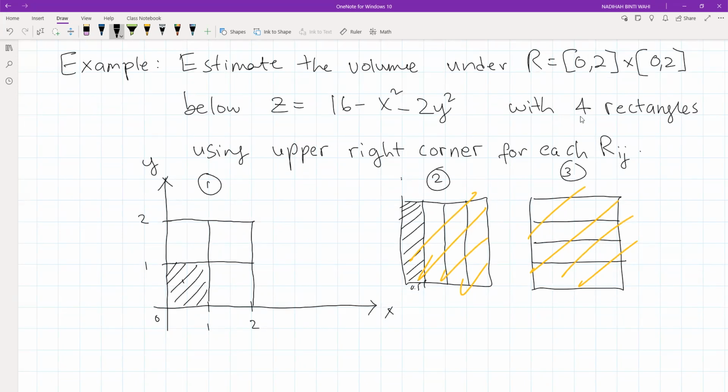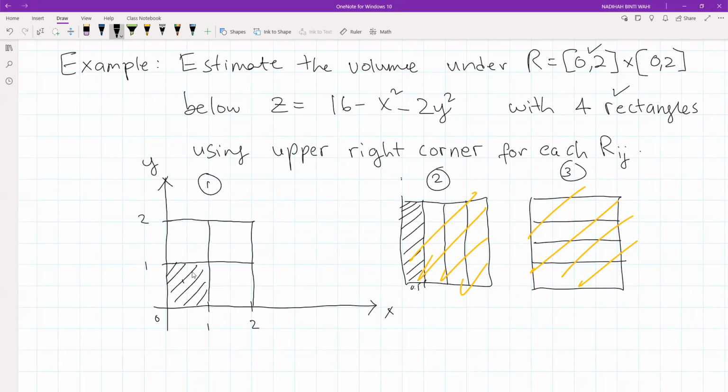Dan dia kata with 4 rectangles, kita dah buat 4 rectangles yang region R from 0 to and 0 to, kita dah draw, dah lukis. Upper right corner for each Rij. Okay, so this is the region R. Apa maksud upper right corner? So upper right corner for each Rij. What does it mean, Rij?